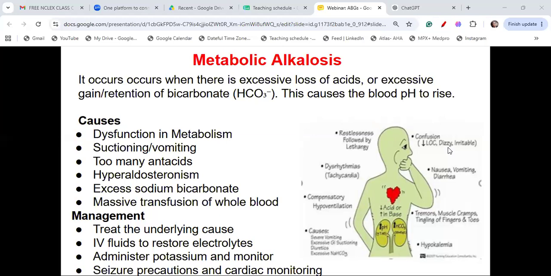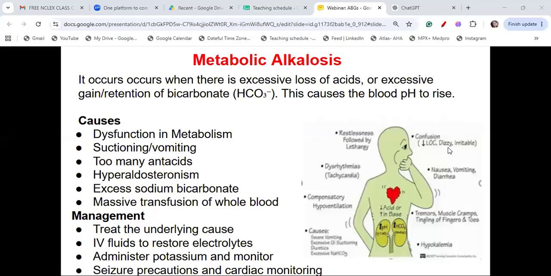So we have some causes, for example, dysfunction in metabolism, where we have some disorders that can lead to excessive bicarbonates. For example, a client who has Cushing syndrome. Suctioning or vomiting is another cause, where there is loss of gastric acid. We have too much intake of antacids also. A condition like hyperaldosteronism, whereby there is excessive aldosterone.